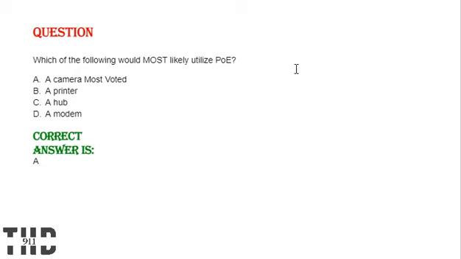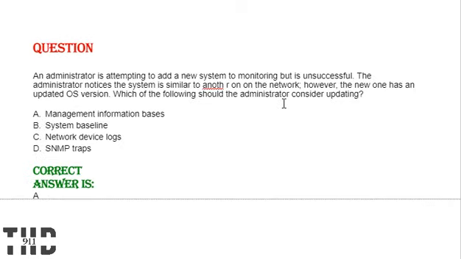Which of the following would most likely utilize PoE? Option A, a camera. Option B, a printer. Option C, a hub. Option D, a modem. Correct answer is option A.